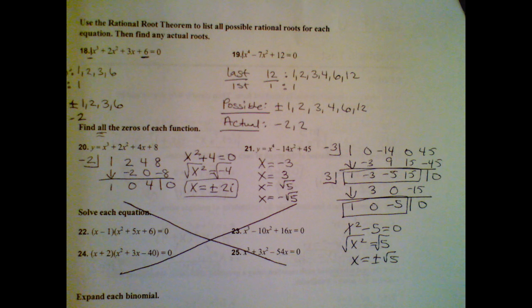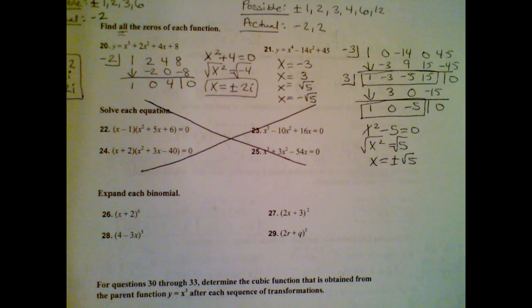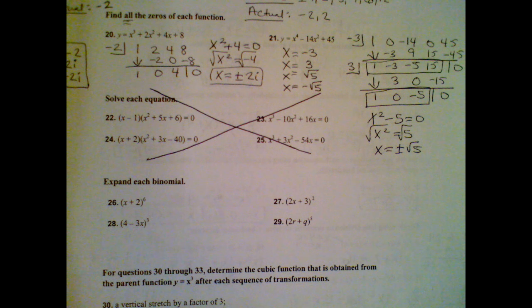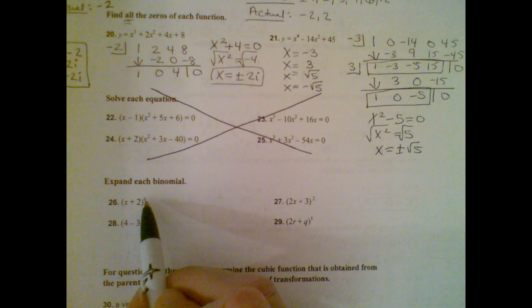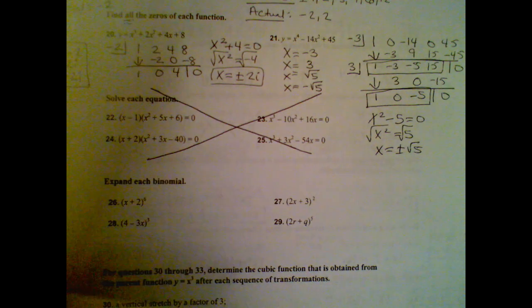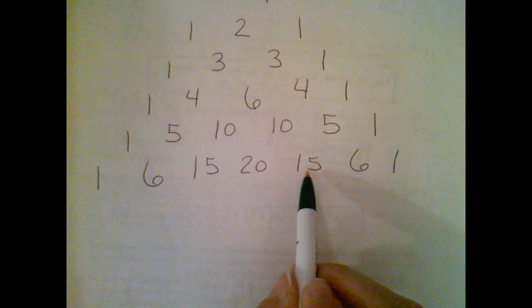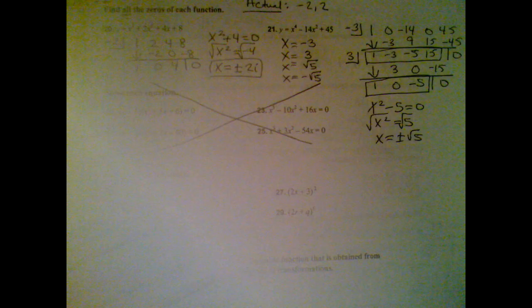Alrighty, number 26, it says expand each polynomial. So for these ones, we're going to use Pascal's triangle. If we go to Pascal's triangle, we want to go to the 6th row. Our 6th row of numbers is 1, 6, 15, 20, 15, 6, and 1. We're going to want to spread those out. So I'll put them down here: 1, 6, 15, 20, 15, 6, and 1.